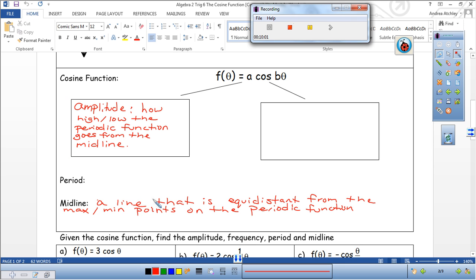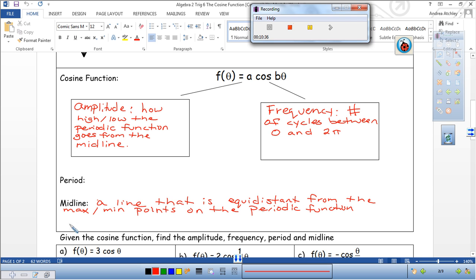Okay, now when you do those B, can someone raise their hand and tell me what my B was doing? Frequency, very good. Frequency is just how many cycles there are between 0 and 2 pi. So if you write that down, this is frequency, and it is the number of cycles between 0 and 2 pi. Any questions on that?